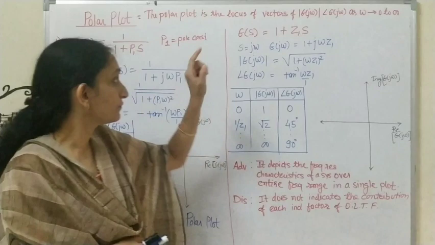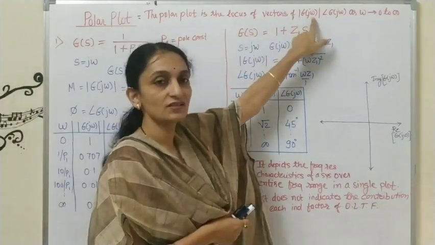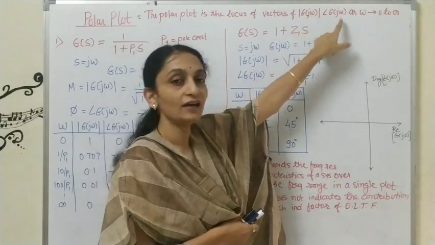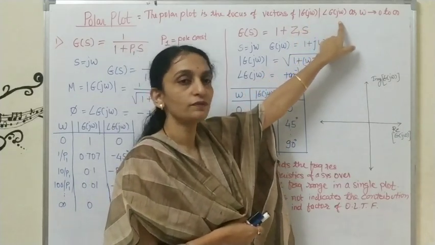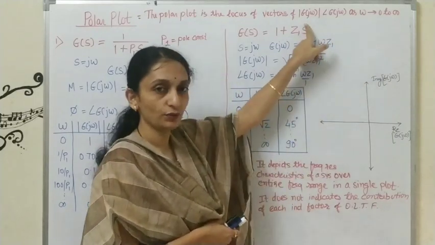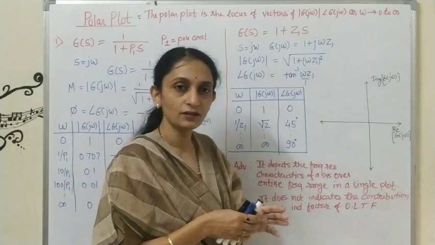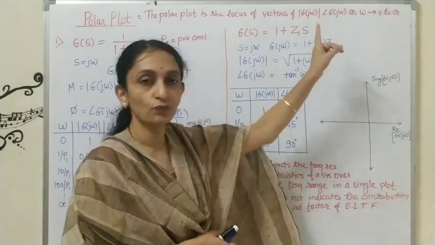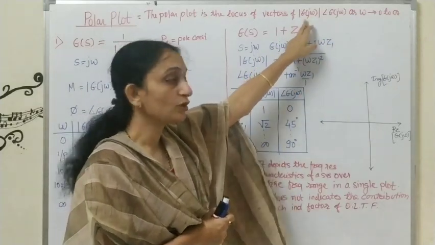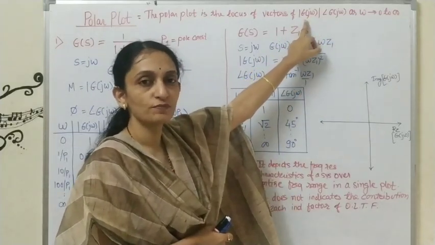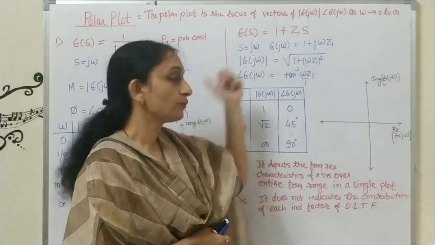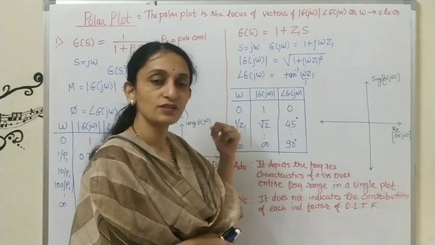As the definition says, we need to calculate mod of G(j omega) and angle of G(j omega). Then we will vary the values of omega from 0 to infinity. We need to make a table where you will be varying the value of omega from 0 to infinity and you will calculate the mod of G(j omega) and angle of G(j omega) accordingly. Then we will plot the values in the polar plot.